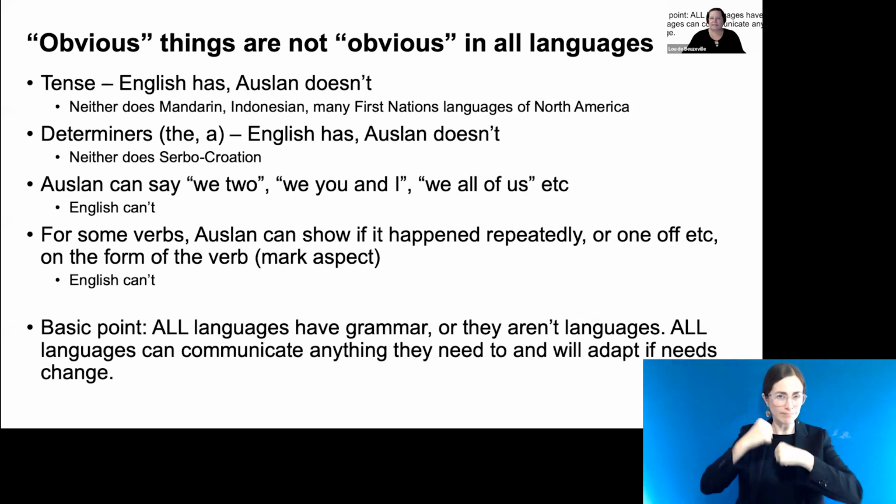So for example, things that you might think, well, it's obvious, of course all languages have tense. English has got tense. That is marking on the verb to show if it's happened now, in the past, in the future. Auslan doesn't show it, but neither does Mandarin, Indonesian, many First Nations languages of North America. So many languages don't show tense, they show time in other ways.